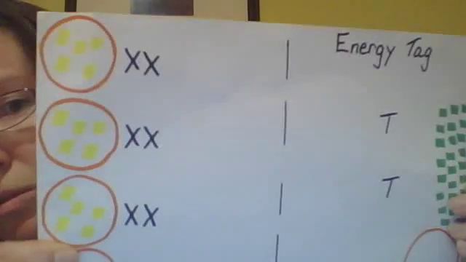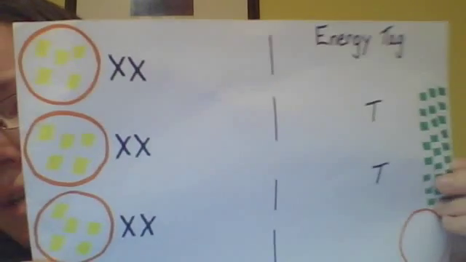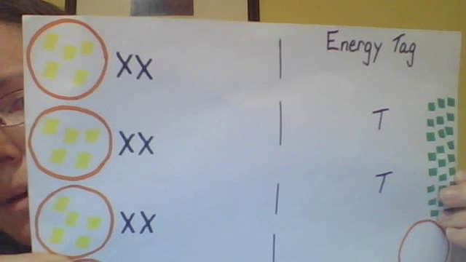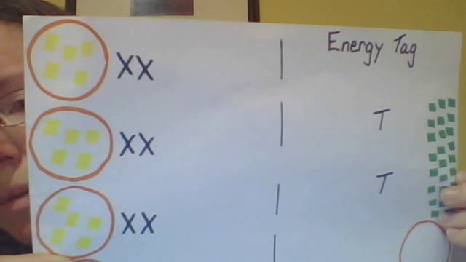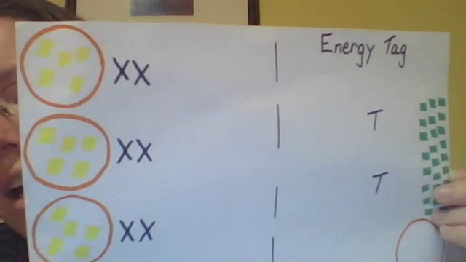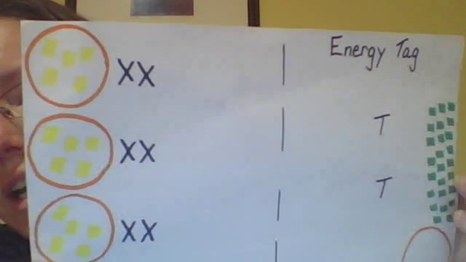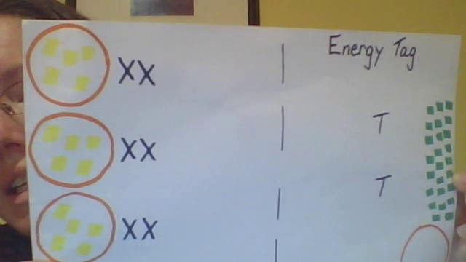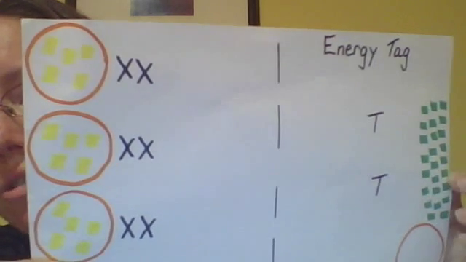So students would be paired off with another classmate, and each pair has a hula hoop with 5 yellow bean bags, each one representing glucose. On the other side, you see a bunch of green bean bags, and those bean bags represent insulin, and there are 2 taggers in this game.